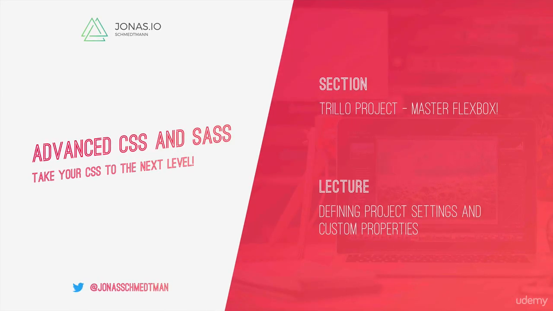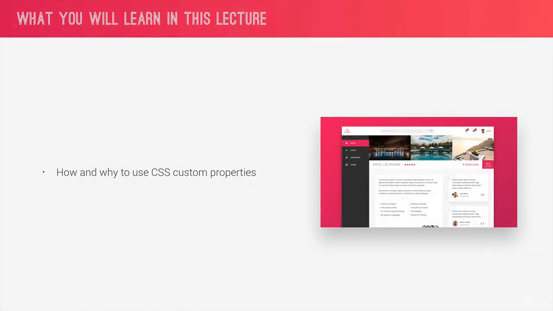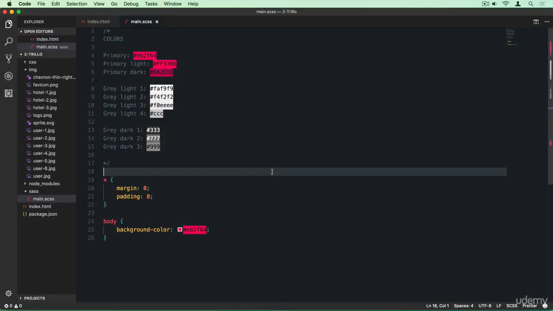Let's start our project by defining the basic project settings, just like we did in our previous project. And in order to do so, you will learn how and why to use custom properties in CSS instead of Sass variables. Now, before we start with the code itself, I want to first talk a bit about architecture here.